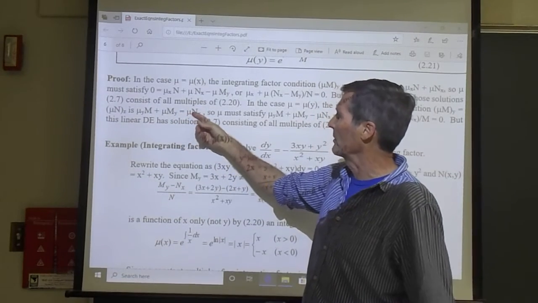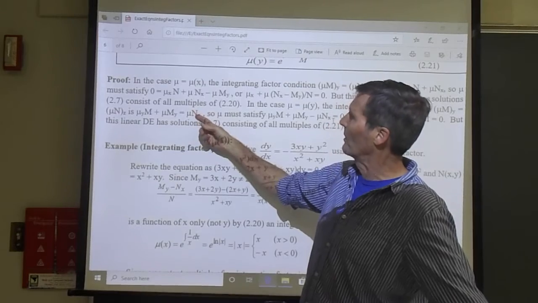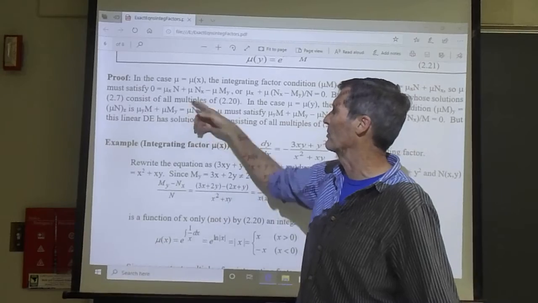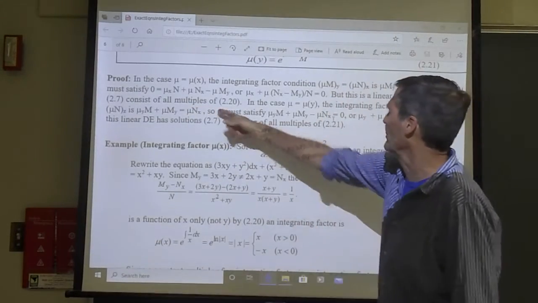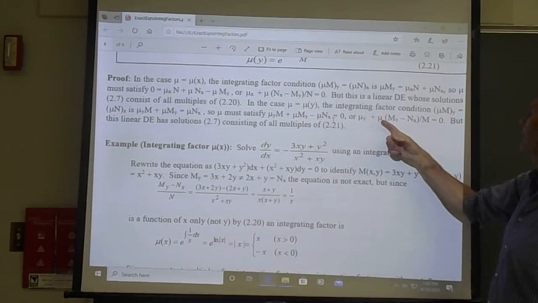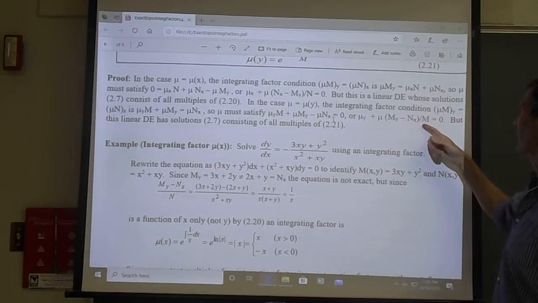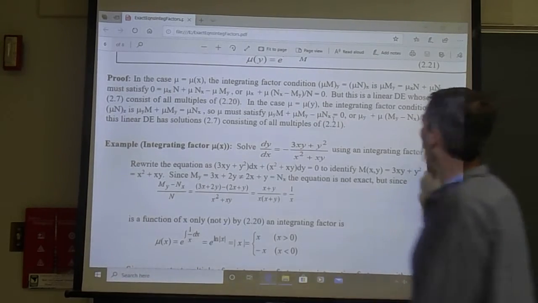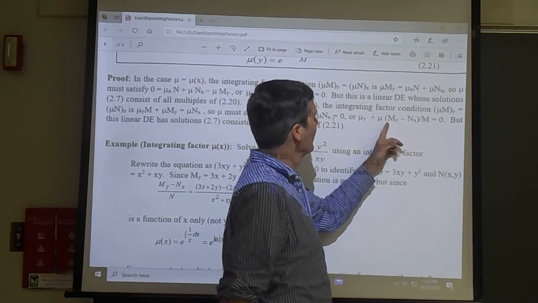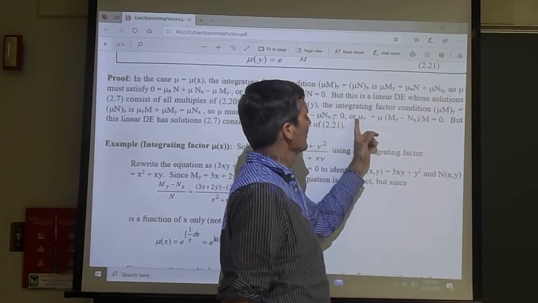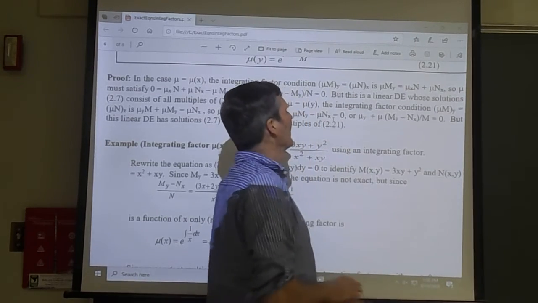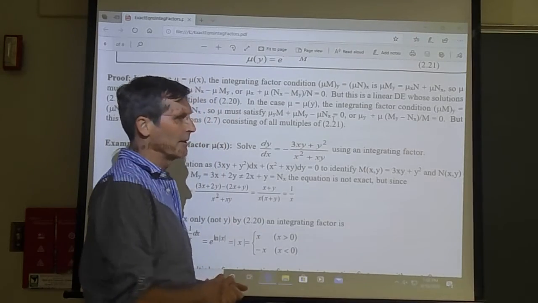Mu is treated as a constant when you differentiate with respect to x, because it depends only on y, and you get mu times N_x. So product rule on the left and no product rule on the right, because mu is treated as a constant. You rearrange this algebraically, get mu_y times M plus mu times (M_y minus N_x) equals 0, and find that if (M_y minus N_x) over M is a function of y only, then this is an ordinary differential equation for mu as a function of y that's linear.